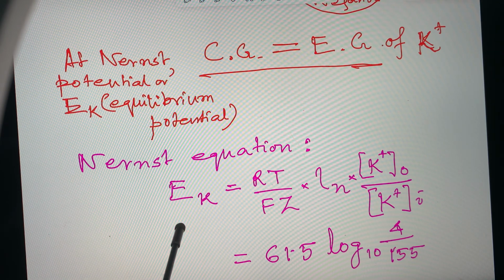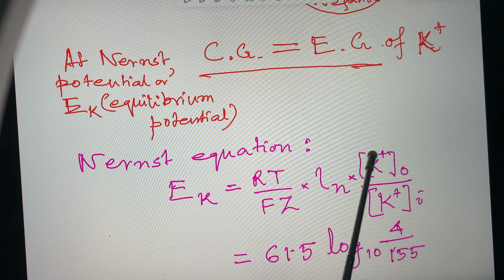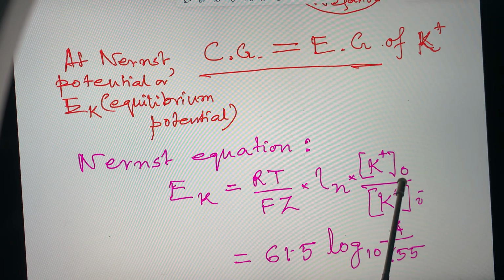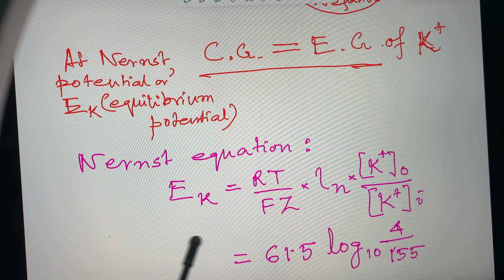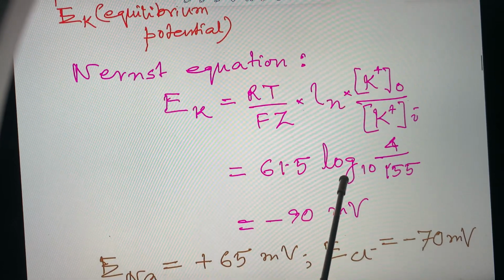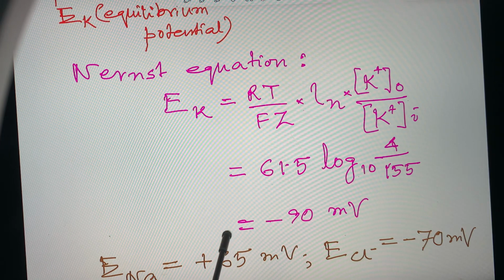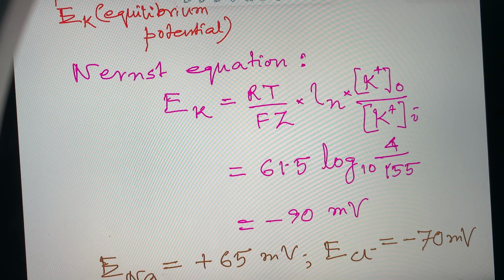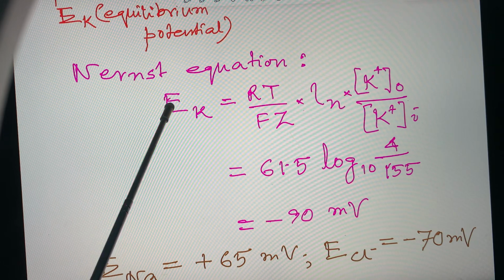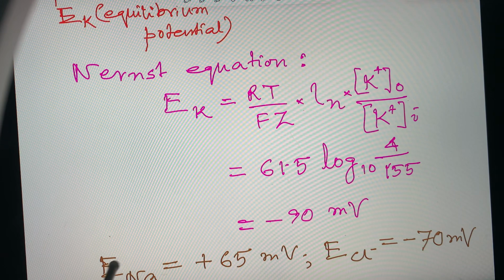Now, we can calculate that mathematically, and that is the Nernst equation. It is given by EK is equal to RT by Fz into ln, that is natural log, of potassium concentration outside, K+ O by K+ I. Now, if we put the actual values here, it comes to 61.5 log to the base 10 of 4 by 155. It can be calculated, and it comes to minus 90 millivolt. So we find that EK, that is equilibrium potential of potassium, is minus 90 millivolt.